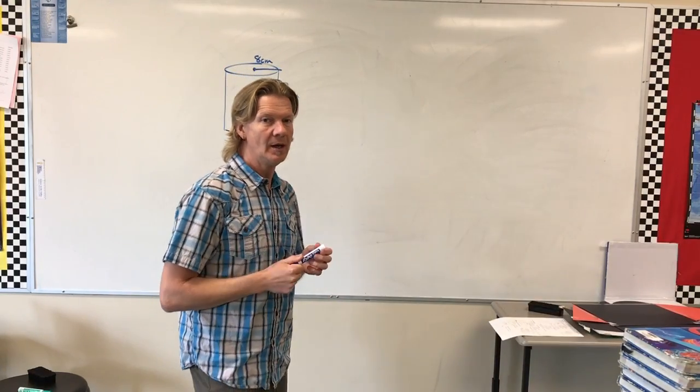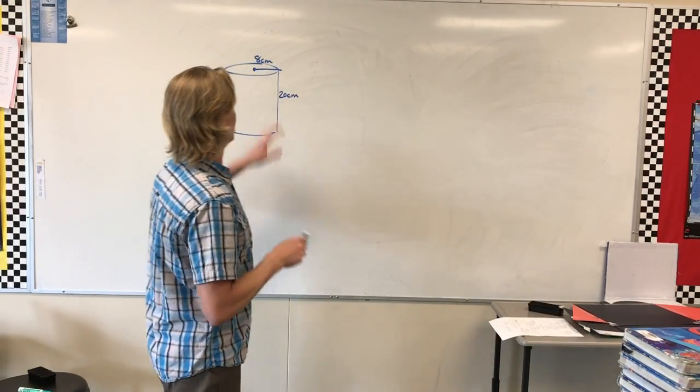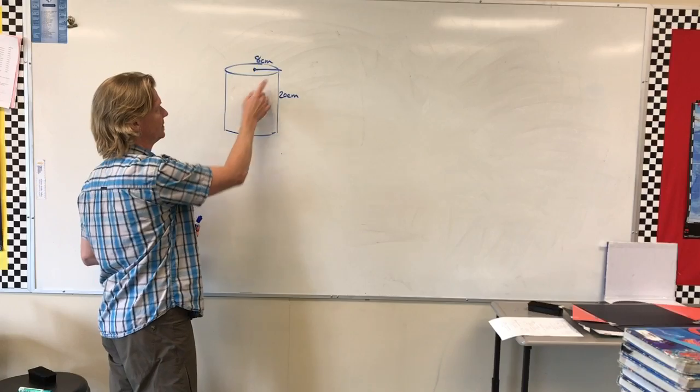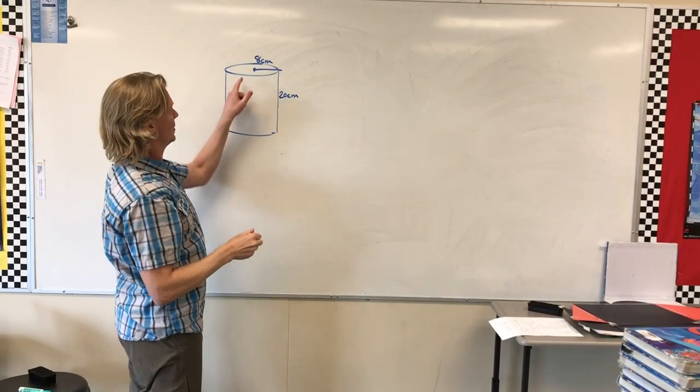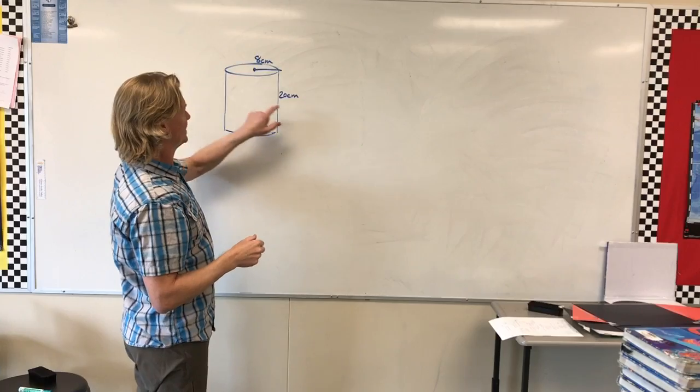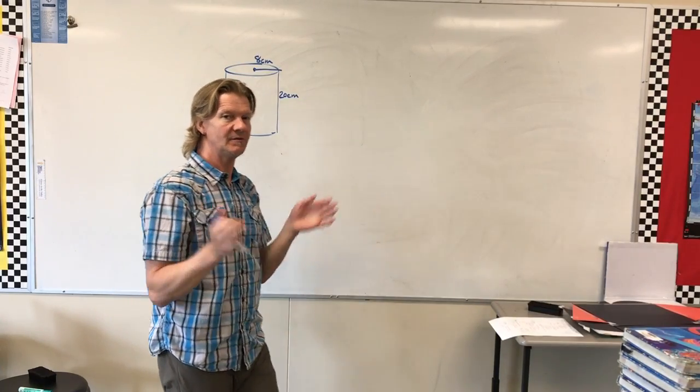Now we've done it before, and most of you are really good with volume. You know how to do the volume of a cylinder. You get the surface area of one of the circles, multiplied by height. So, 3.14 times 8 times 8 times this, and that's the volume, and that's it for volume.